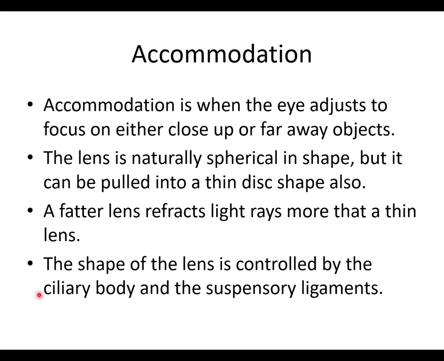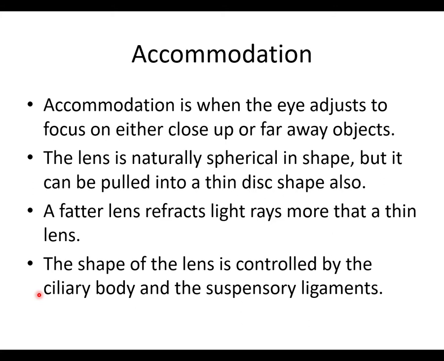Naturally, the lens wants to be a sphere, it wants to be spherical. But if we need to change the amount that the light is refracted, we can alter the shape of the lens to allow that to happen. We can allow it to be pulled into a thin disc shape, and that will allow the light to be refracted slightly differently. So a fat lens, the natural fat shape of the lens, refracts light more than a thin lens. The two things that are involved in controlling this, as we've said, are the ciliary body and the suspensory ligaments.